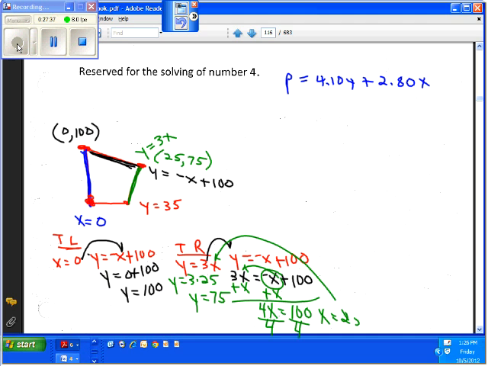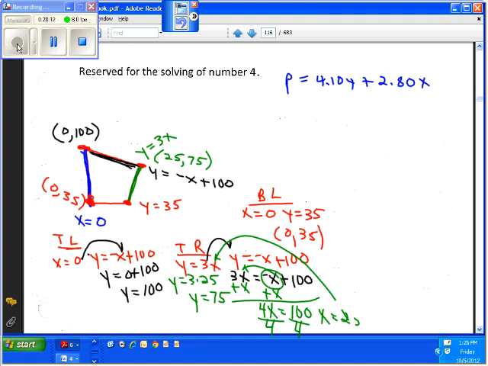The next corner, we'll just do the bottom left. The bottom left corner comes from the equation x equals 0 and y equals 35. So that's pretty easy, huh? (0, 35). That one was easy to find.